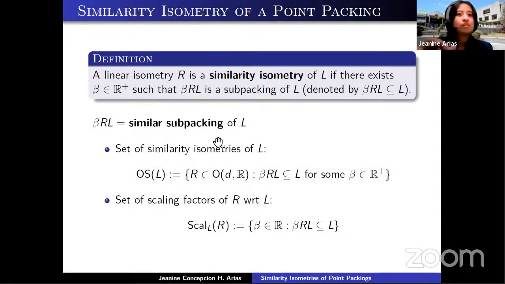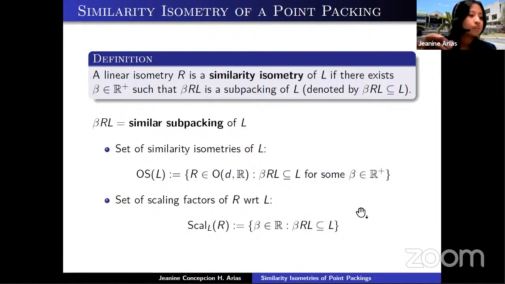We also follow similar notations for the set of similarity isometries and for the set of scaling factors. This time we put L here instead of gamma. And we use big skull for the set of scaling factors.